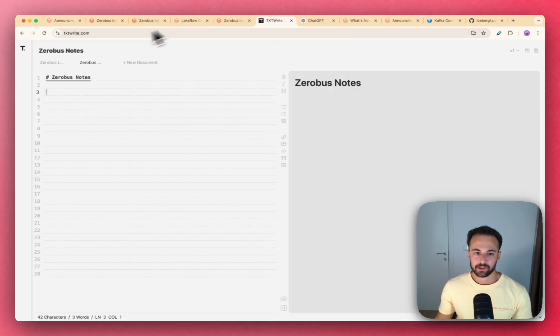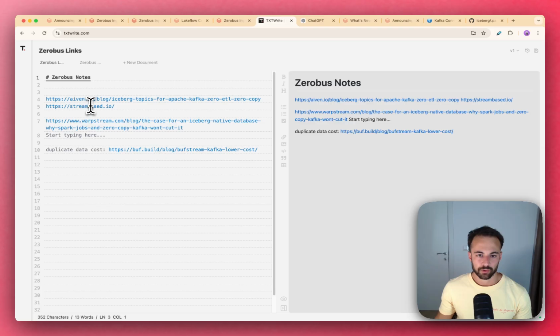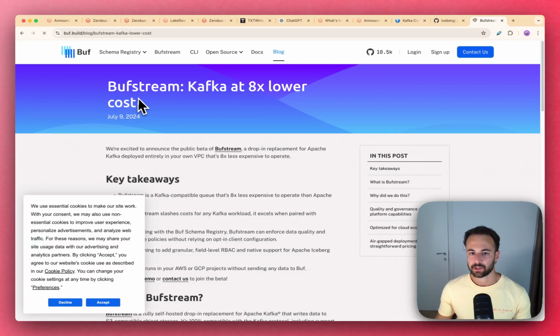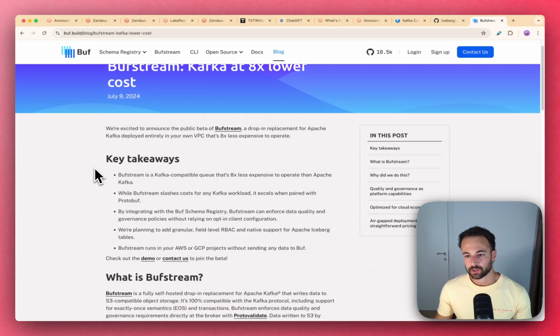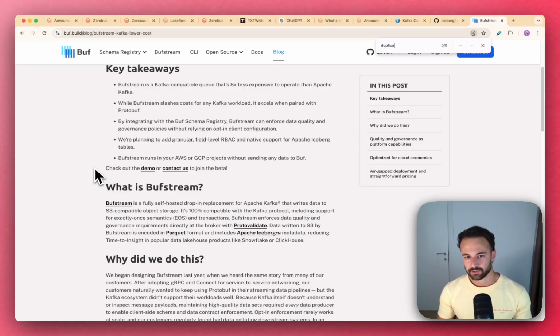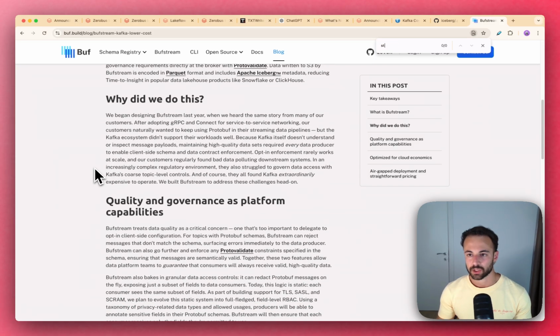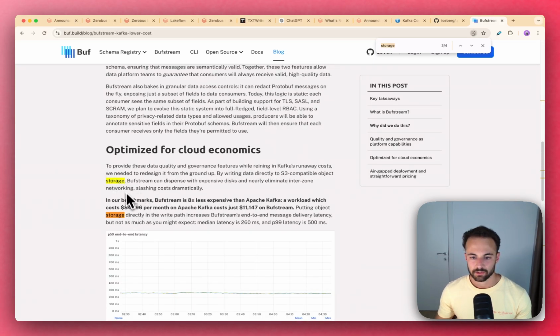I saved one link here that I want to go over. I did save it here, which is the BuffStream back in the day when they were marketing their own product. They were talking about the duplicate storage costs, and I think they were the first ones to talk about this. Let's see where it is exactly.